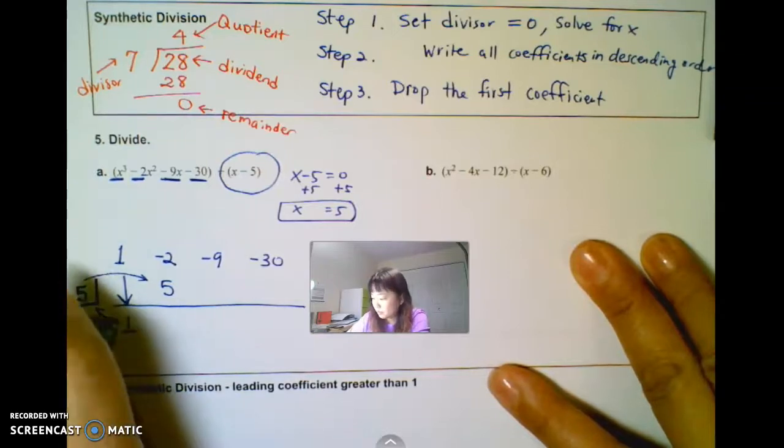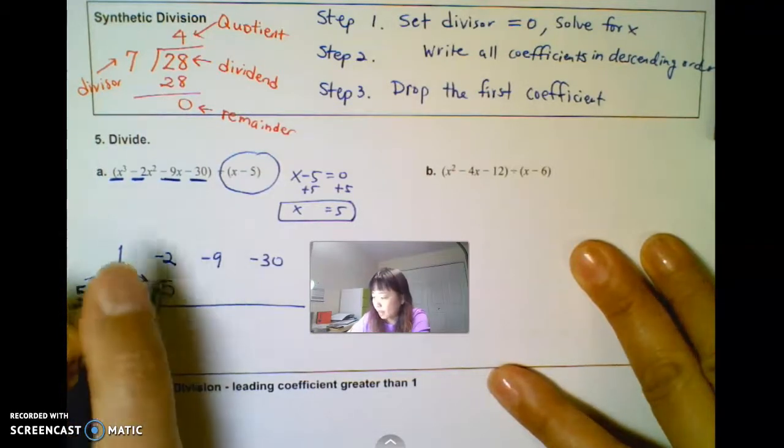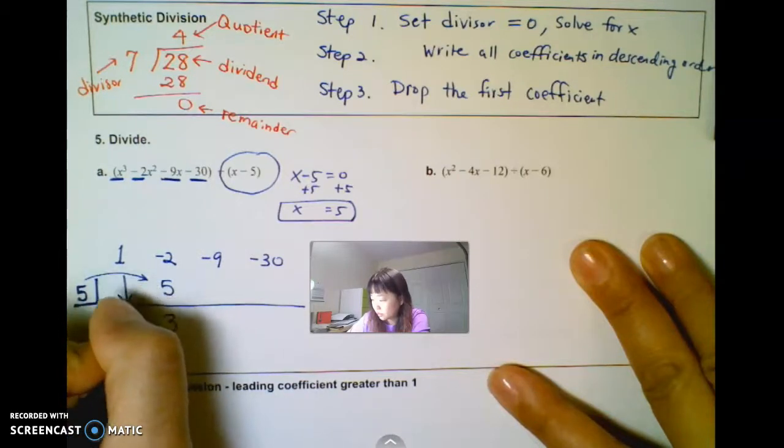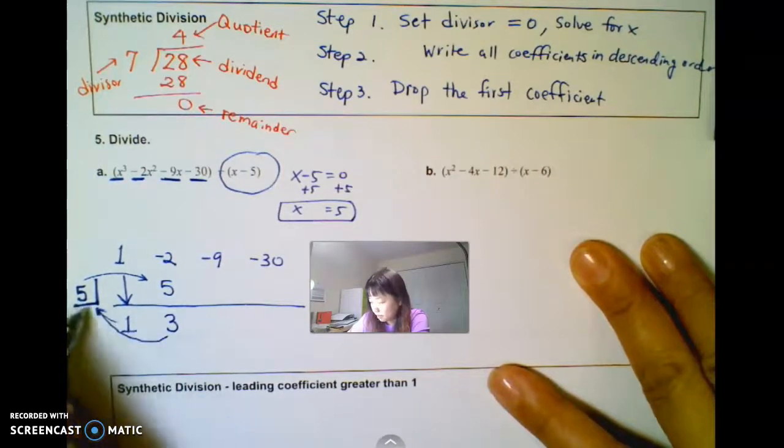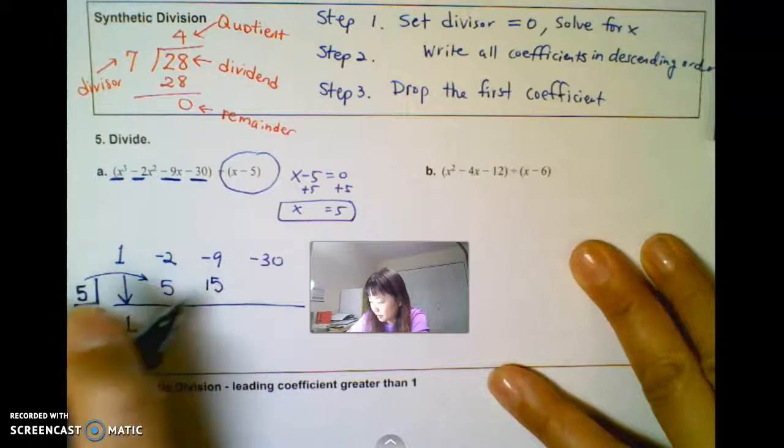So we do 1 times 5 and 5, we put it here. Now we add them. So negative 2 plus 5 is 3. We do the same thing one more time. We do 3 times 5, 15. We write it right there.